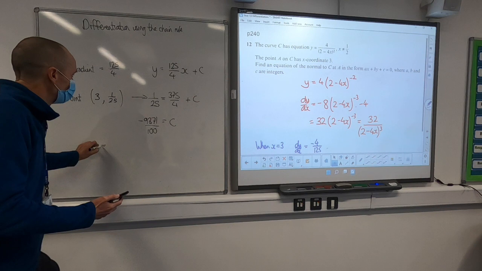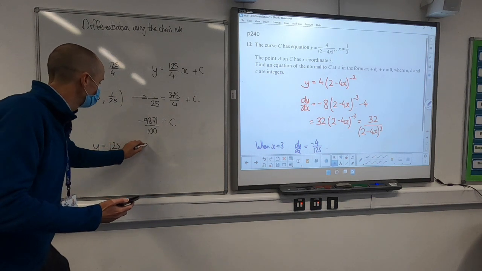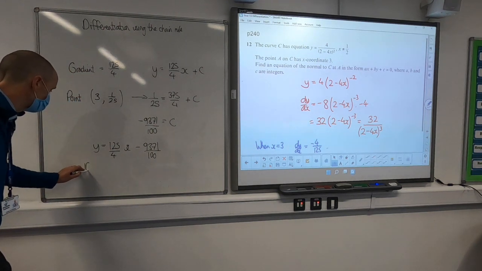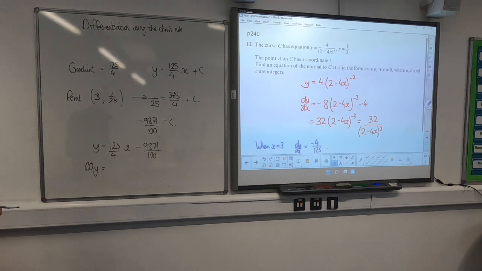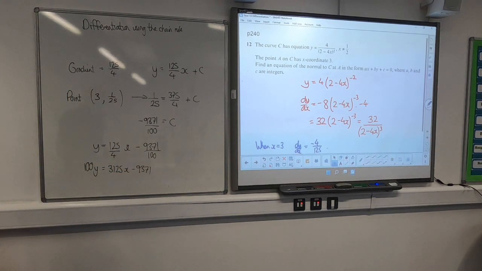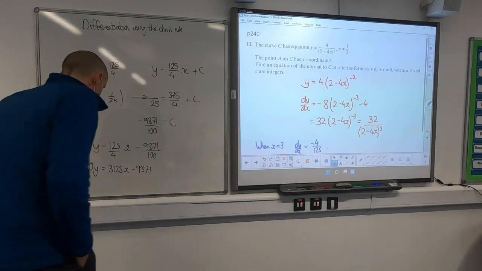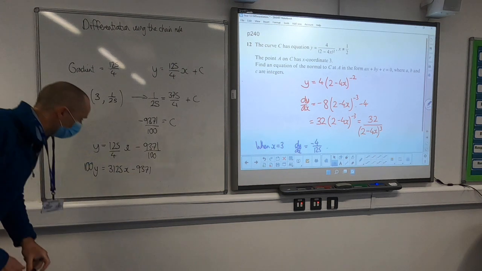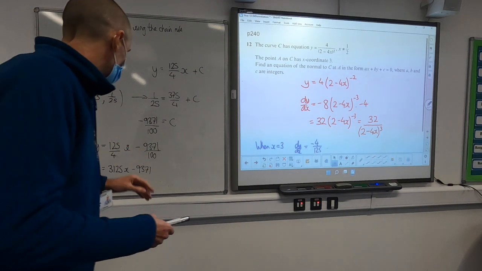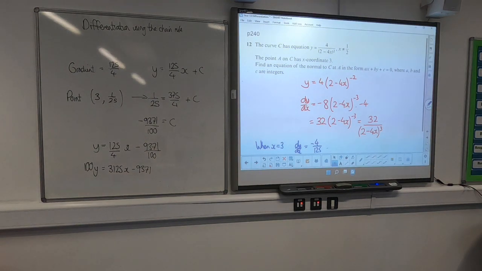Right, so we've got this. They want it written without fractions, so I'm going to have to multiply by 100. So that's going to give me 100y. Multiplying that by 100 is like multiplying it by 4 and then by 25. And you've got to shovel it all onto one side, so it doesn't matter which way you do it, but you either get 3125x minus 100y minus 9371 equals 0, or minus 3125x plus 100y plus 9371 equals 0.